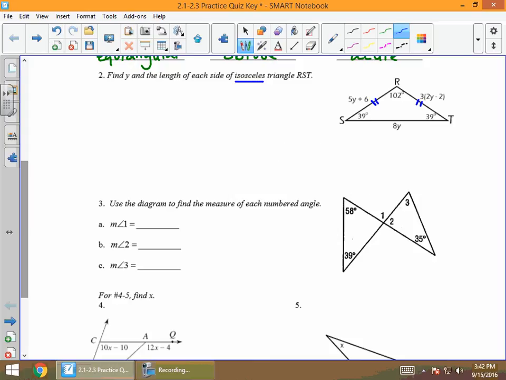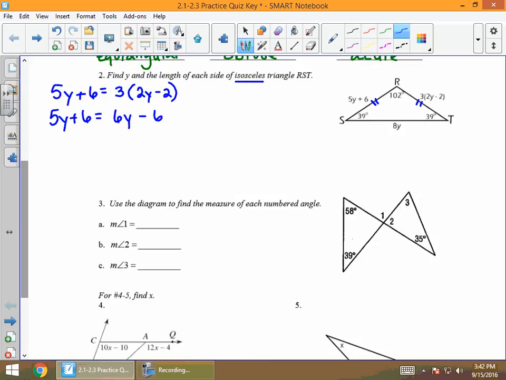But I take a look at these two, and since they are congruent legs, then I can set those two things equal. So 5y plus 6 is equal to 3 times 2y minus 2. I'll go ahead and distribute. So 5y plus 6. 3 times 2y is 6y. 3 times negative 2 is negative 6.